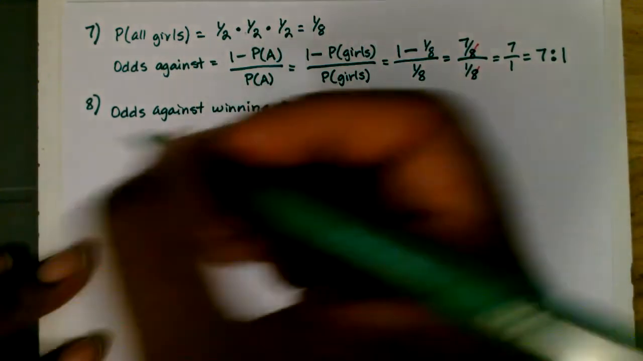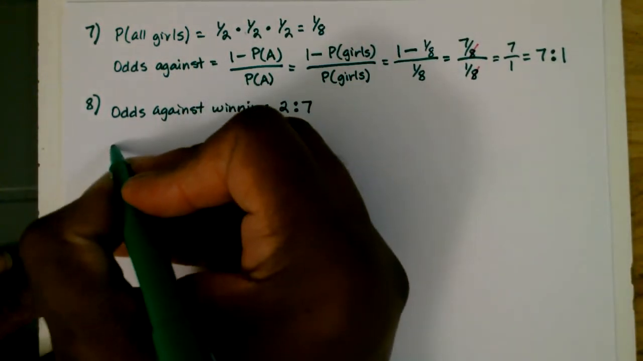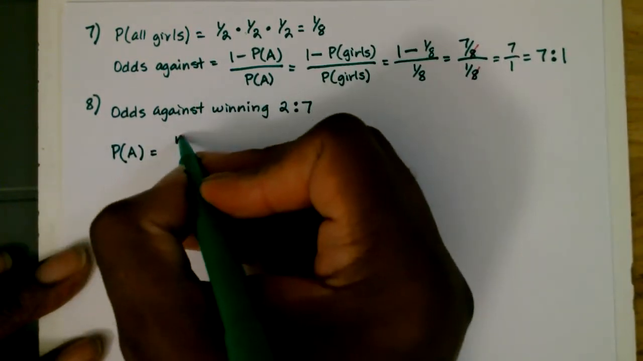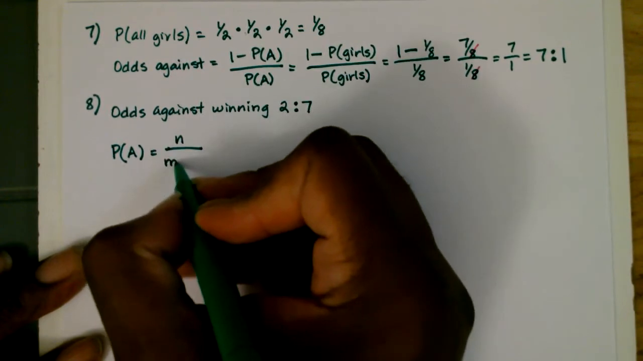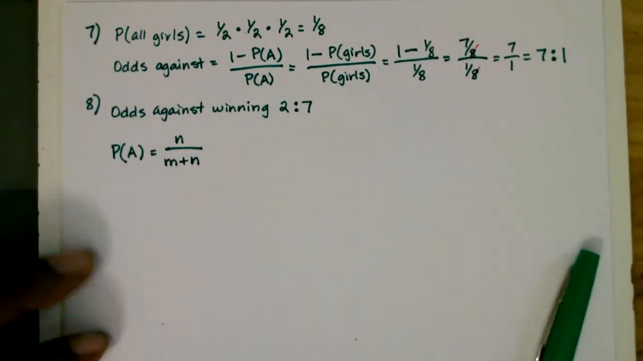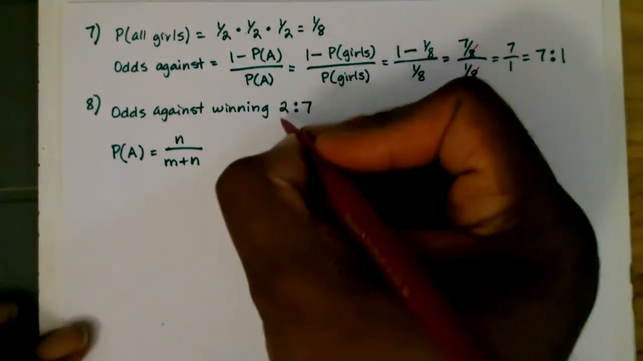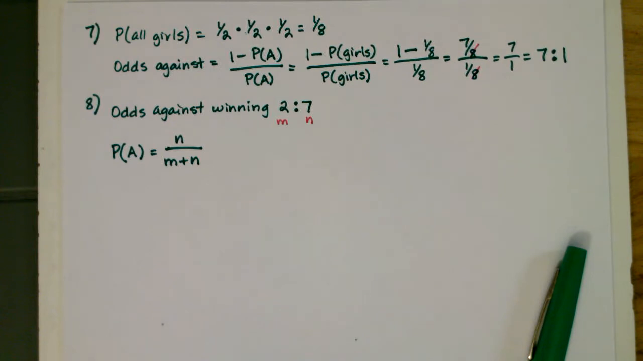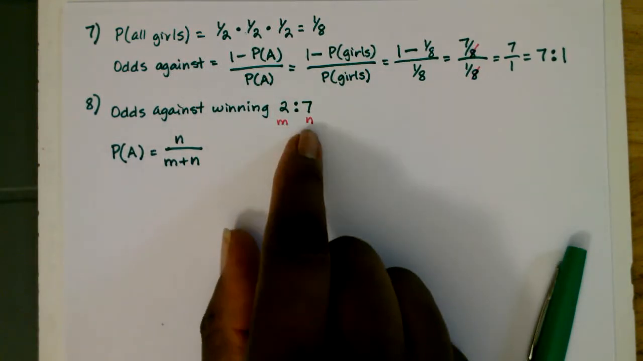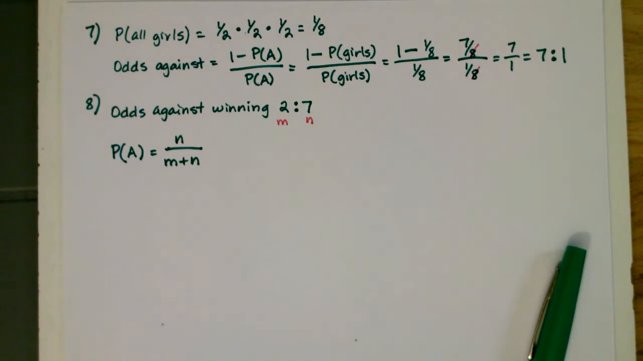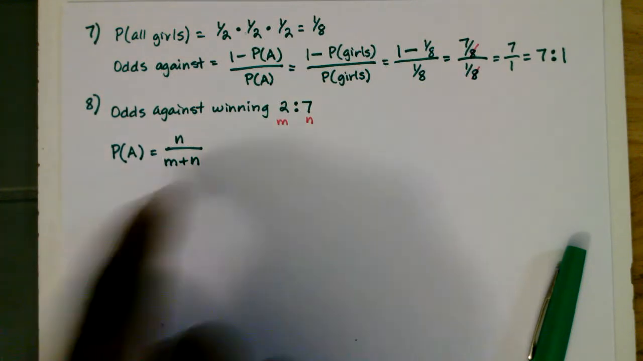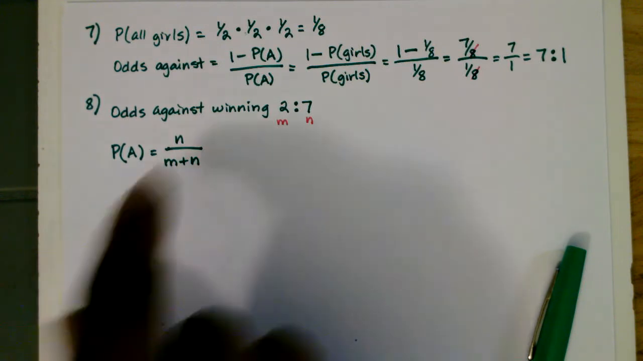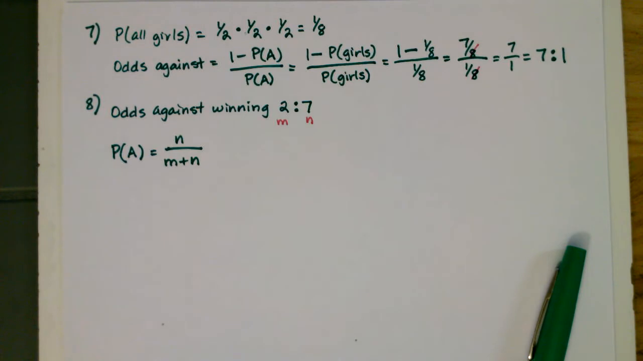So for odds against, that probability is going to be this. That's going to be n divided by m plus n. Now here, odds against in this case would be m to n. That ratio is m to n. The first number is your m, the second number is your n. So for odds against, it's going to be n divided by m plus n. Now, if it was odds in favor, then it would be m in the numerator divided by m plus n.